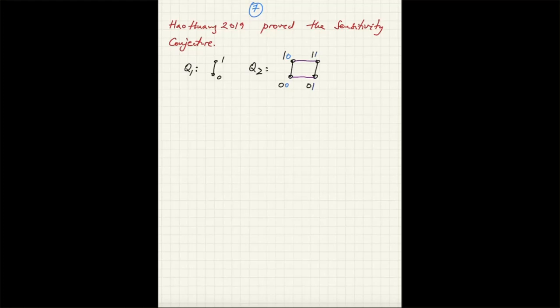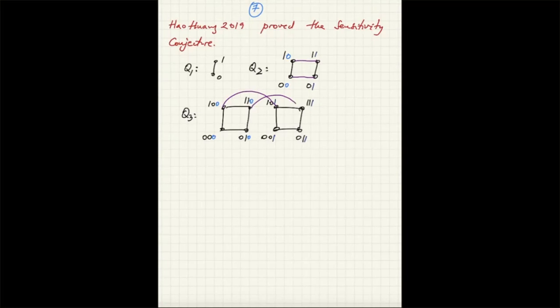Now if I want to build a Q3, I can do a similar argument. I take two copies of Q2. And similarly as before, I add a 0 to the end of the vertices on the left, and I add a 1 to the end of the vertices on the right. And then I join these twin vertices. And now you add purple edges here.